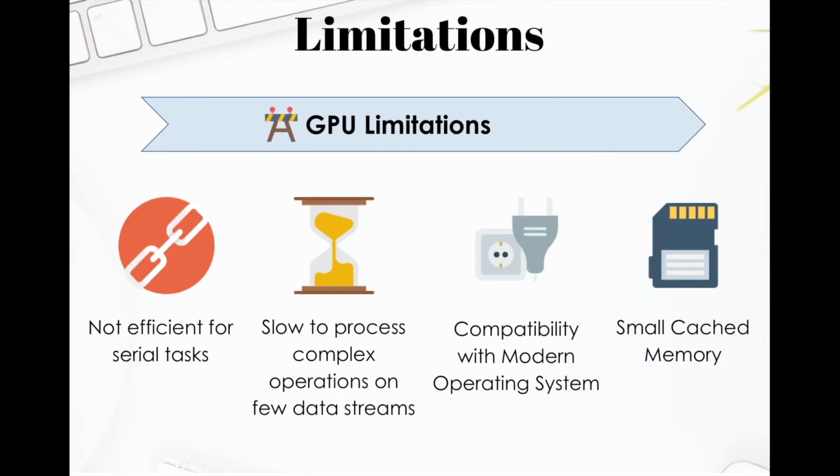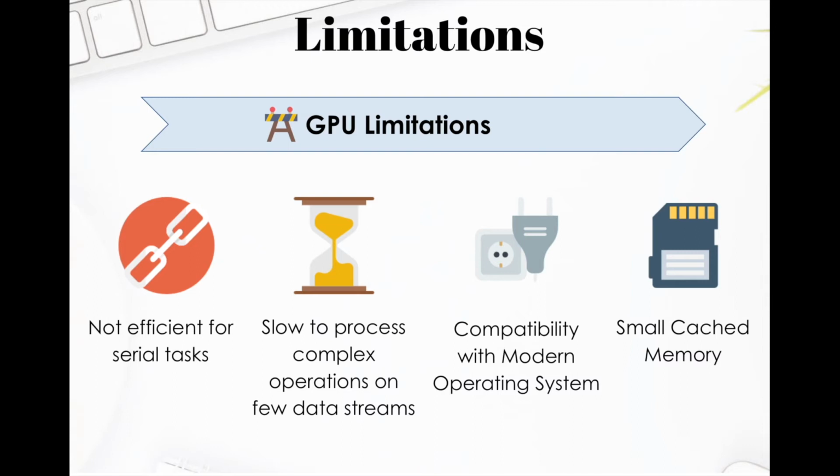So next I'll talk about the limitations. There are 4 limitations here. The first is that GPU is not efficient for serial tasks. GPUs are more efficient than CPUs only when they are handling parallel loads. For serial tasks or sequential processes that require the output of the previous computation, the number of cores will not affect the performance. Instead, a GPU with a much slower clock speed may degrade the performance.